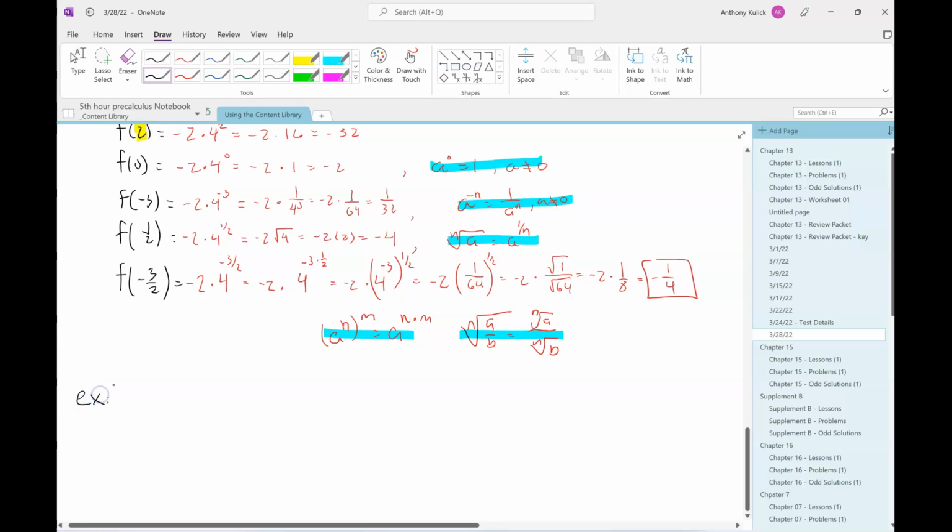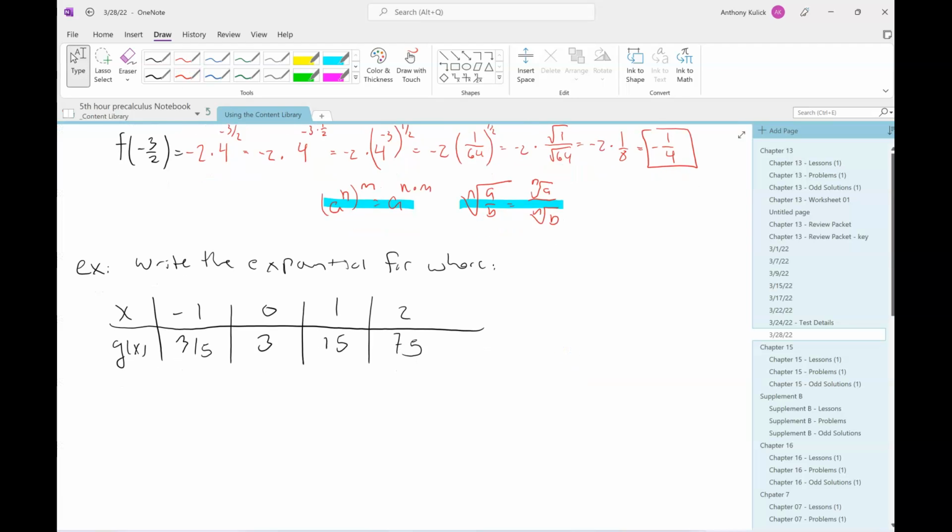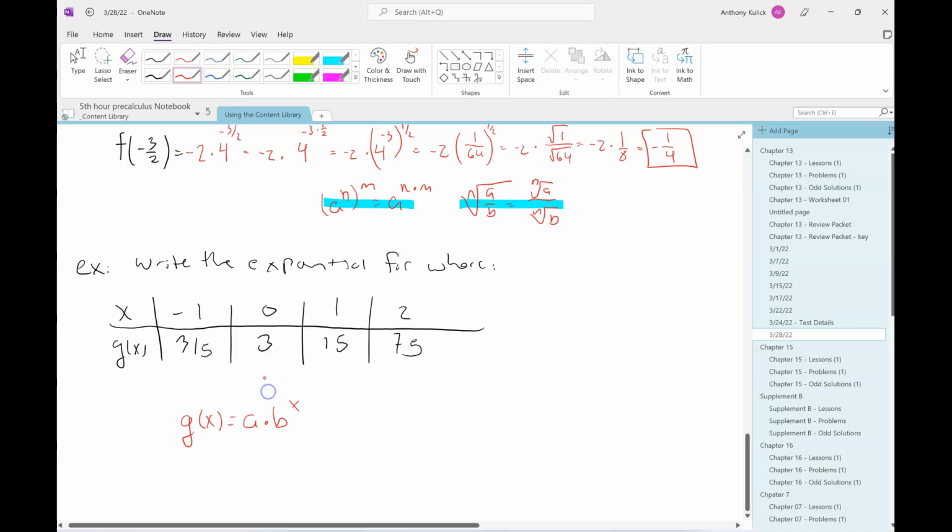So what if we want to go the reverse? What if I give you some values, like a table of values, and ask you to come up with the function? Okay. So what's our exponential function look like? Right, it's a times b to the x. So really, what do I need to find? I need to find an a and a b.